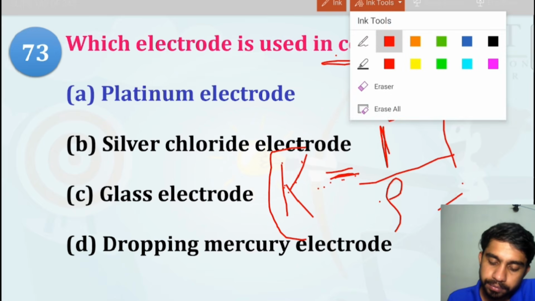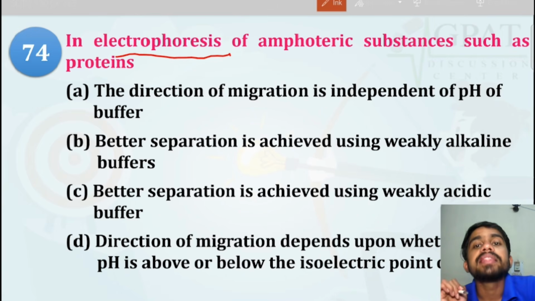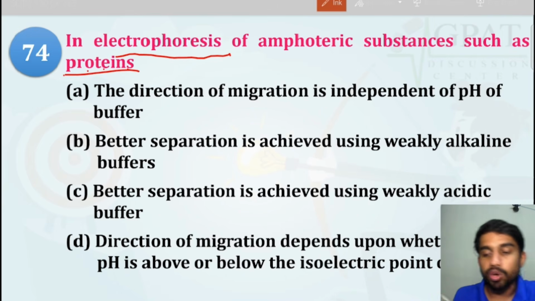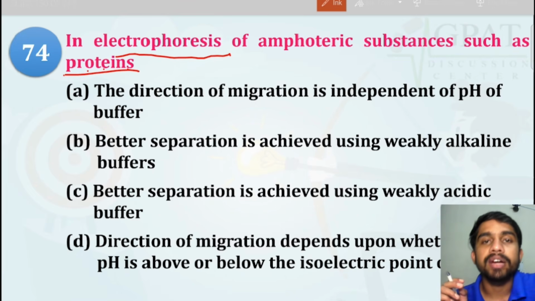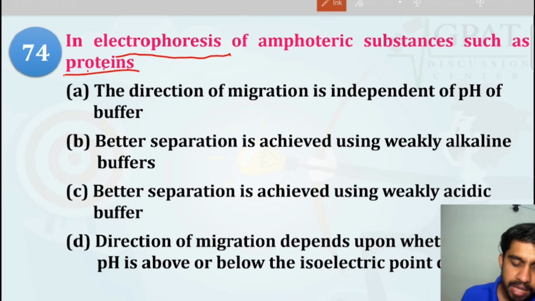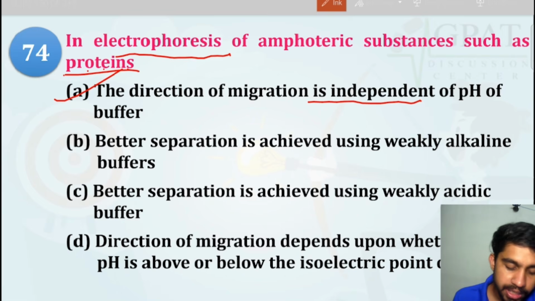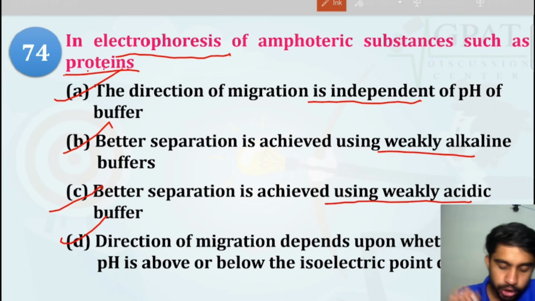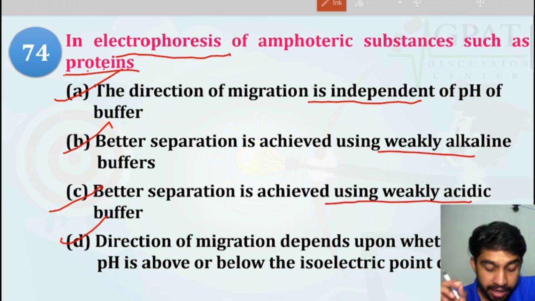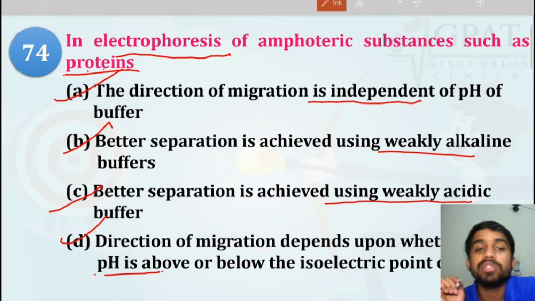Okay, next question, question number 74. What is question number 74 saying? In electrophoresis, amphoteric substances such as protein. Protein is an amphoteric substance. So they are saying if we are conducting an electrophoresis, with amphoteric substances such as proteins, the first option is the direction of migration is independent of pH of buffer. The second is better separation is achieved using weakly alkaline buffers. Third option is better separation is achieved using weakly acidic buffer. And the last option is direction of migration depends upon whether the buffer pH is above or below the isoelectric point of the sample. So what will be the right answer?